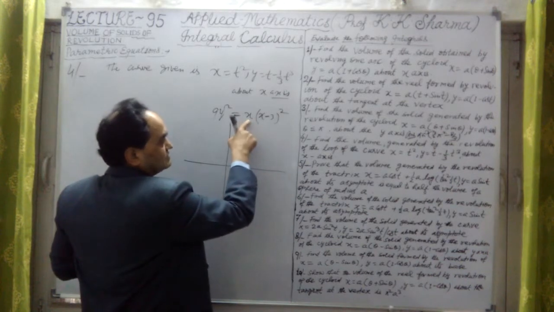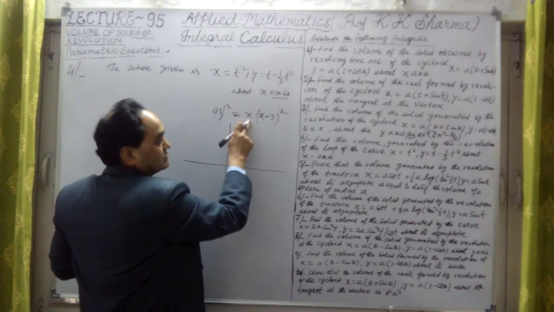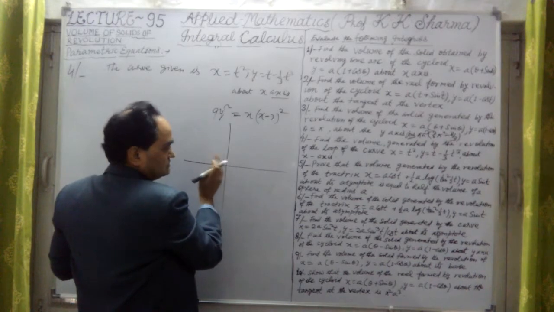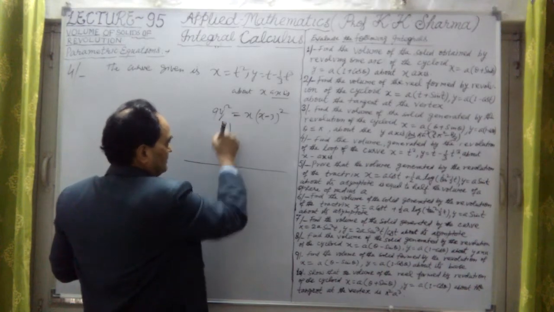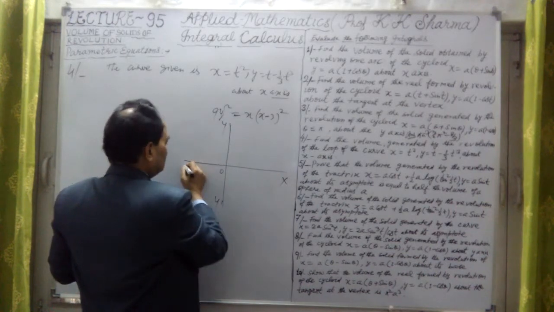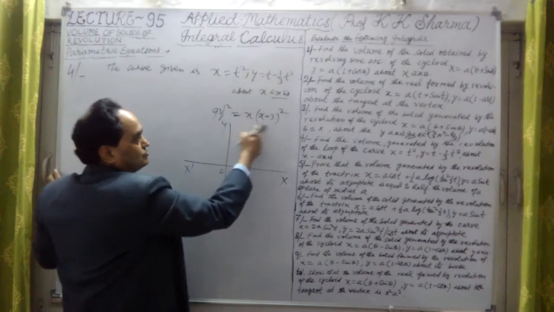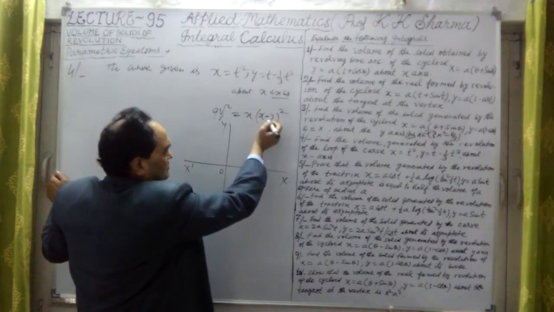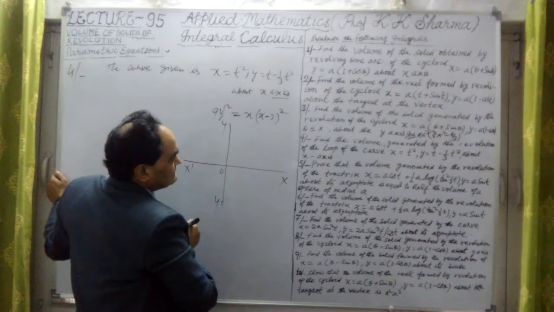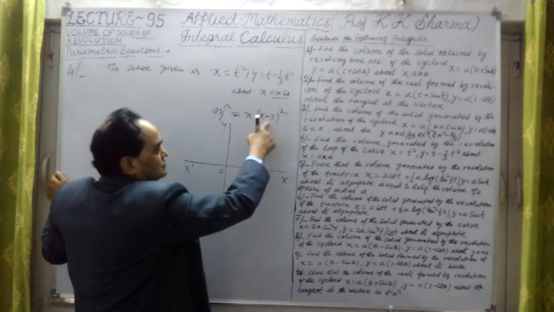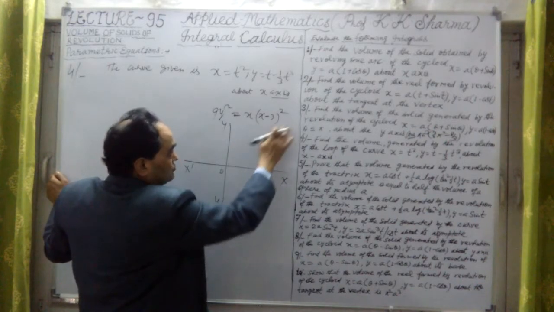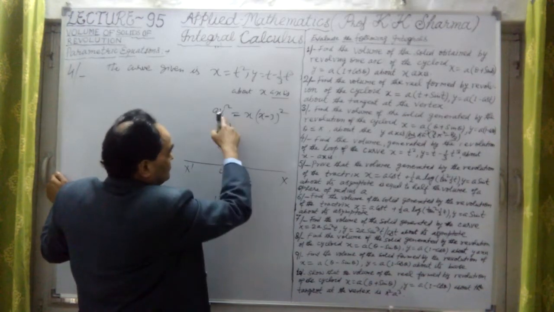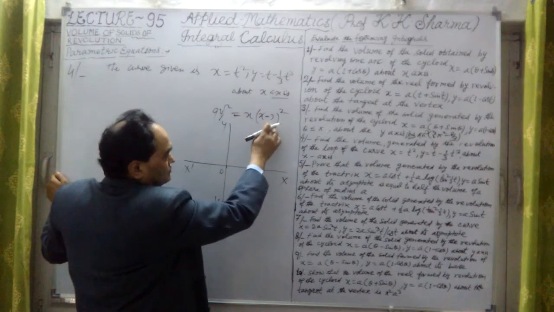If I put x negative, I mean less than 0, then y square will be negative. So the curve will not exist beyond the origin 0, 0. This is the y-axis, this is the x-axis, and this is the x-dash axis. It is x into x minus 3 whole square, no problem. If I put y equal to 0, then x equal to 0 and x equal to 3. There are 2 points here.